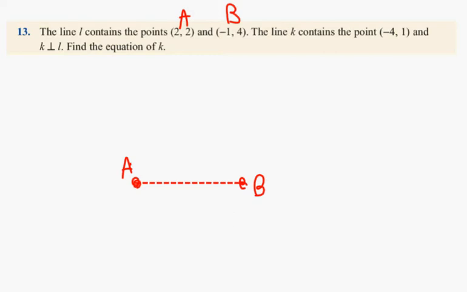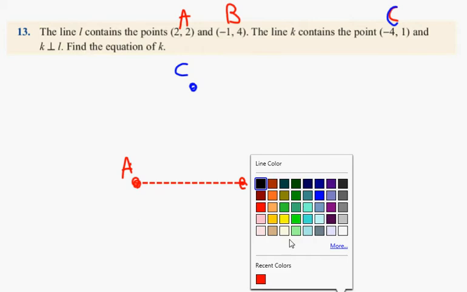There's a second line K. K contains another point. We'll call that the point C, and we'll do it in blue. This is the point C, and it tells us that K has to be perpendicular to L. So what does that mean? What does it mean if it's perpendicular?